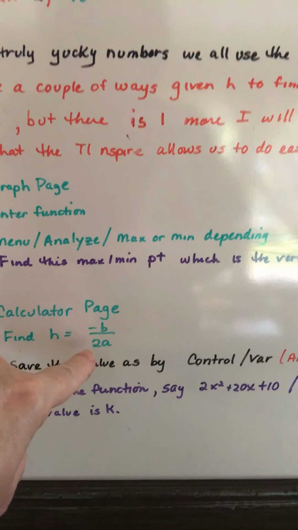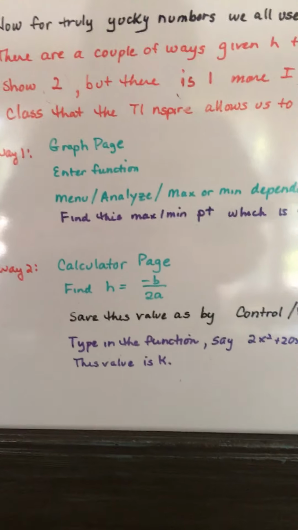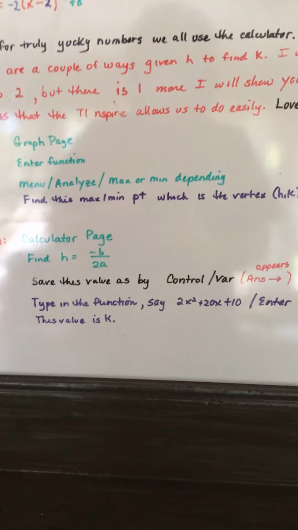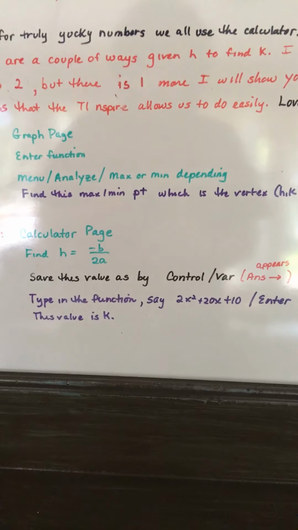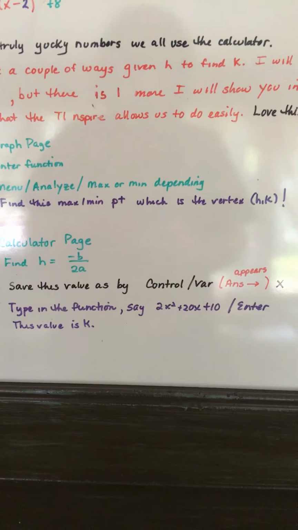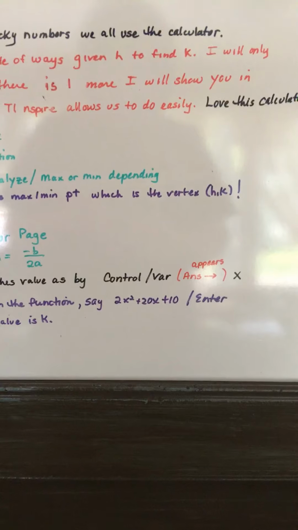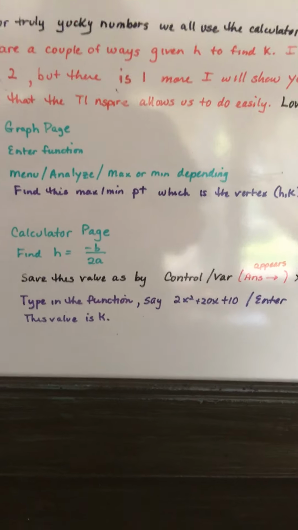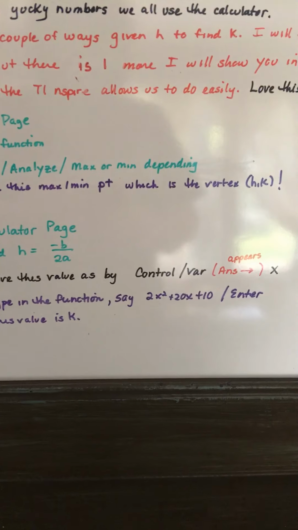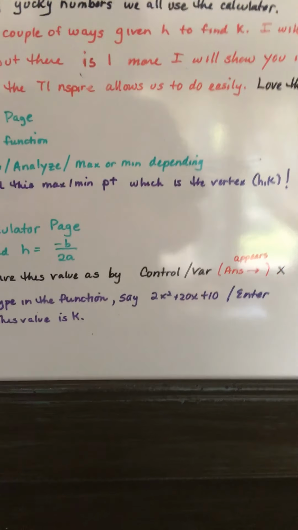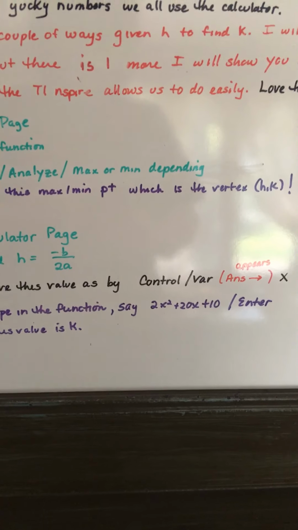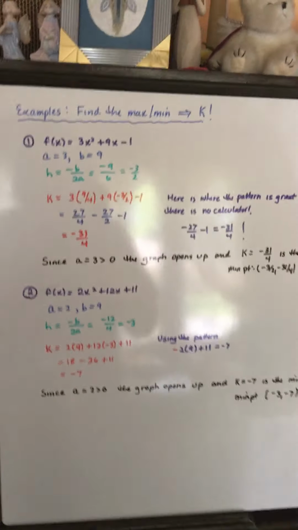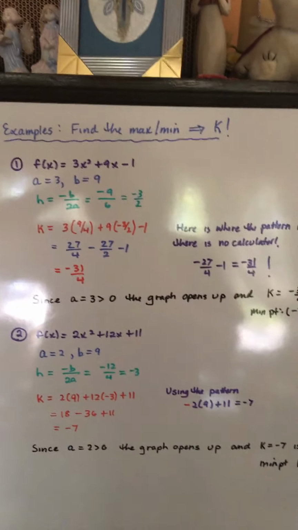You just have to put the opposite here, and if you're in control divide, you can just do 2 times whatever it is on the bottom. This makes it easy, and once you press enter, you see a number on your calculator. Hit your control key, then the var key, and you'll see a store arrow appear, and type x after it, and press enter. And then just type in the function, like one of the ones we did, 2x squared plus 20x plus 10, press enter, and it'll give you the k value. So it's very nice.